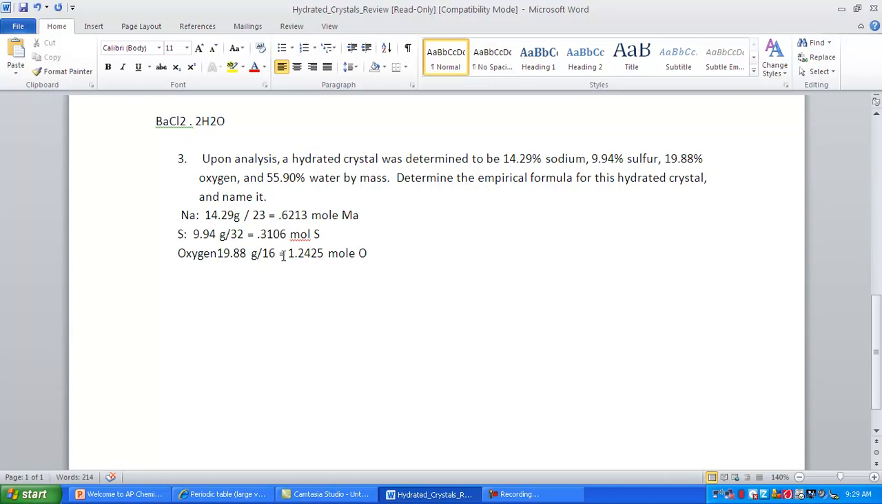There's one more that we need to calculate, and that is for the water. Water was 55.9% by mass, so that's 55.90 grams out of 100 grams coming from the water. Divide by the molar mass of water, 2 H's and an O added together gives us the formula weight of 18, and we'll calculate for the number of moles of water. 55.9 divided by 18, and that's 3.1055. 3.1055 moles of water.